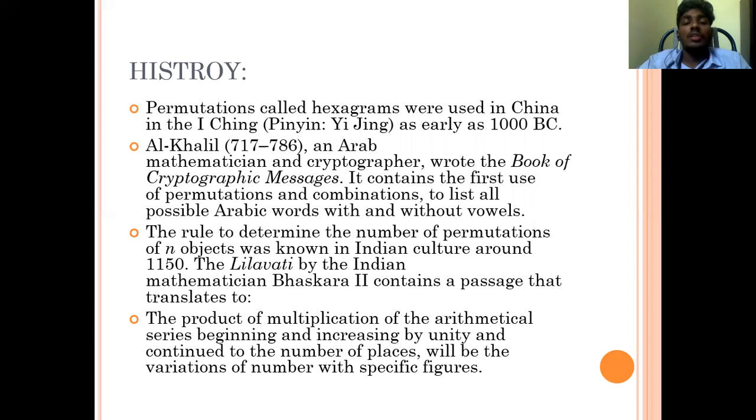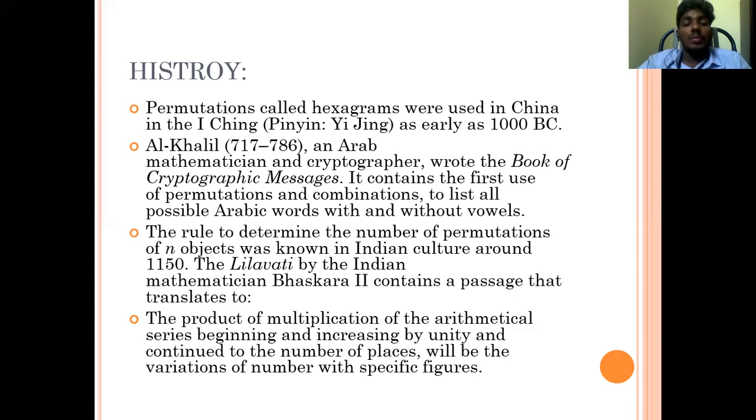Let us discuss the history of permutations. Permutations called hexagrams were used in China in the I Ching as early as 1000 BC. Al-Khalil, an Arab mathematician and cryptographer, wrote the Book of Cryptographic Messages. It contains the first use of permutations and combinations to list all the possible Arabic words with and without vowels.